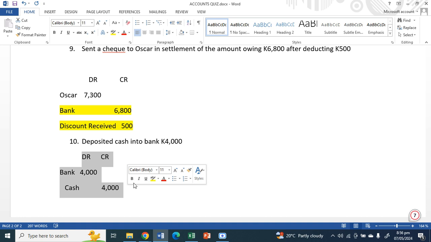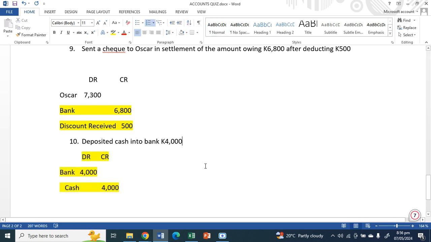Yes, so these are all the journal entries. So now what we're supposed to do is to make our 3-column cash book.